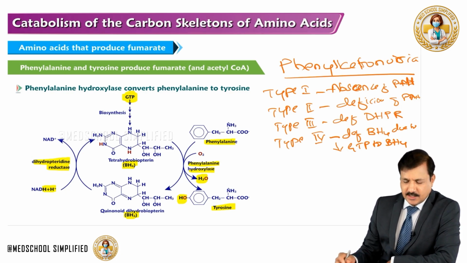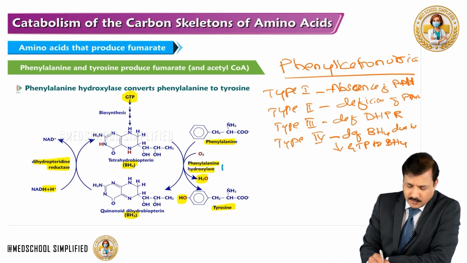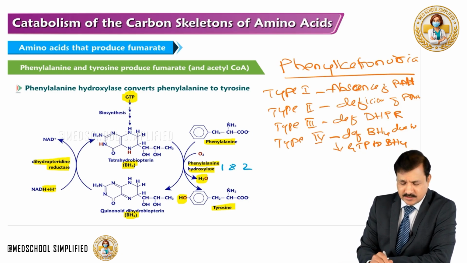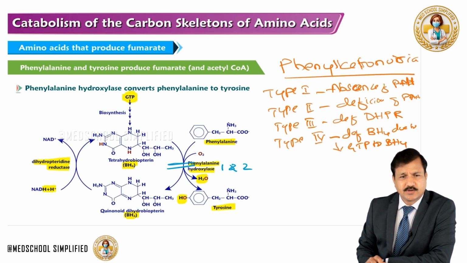Okay, so let me write down here in the pathway where exactly all these type 1, 2, 3 and 4 will come. Type 1 and 2 will be here. One is absent, the other is deficient of phenylalanine hydroxylase. So, if phenylalanine hydroxylase is absent, it is type 1 phenylketonuria. If it is deficient, it is type 2 phenylketonuria.